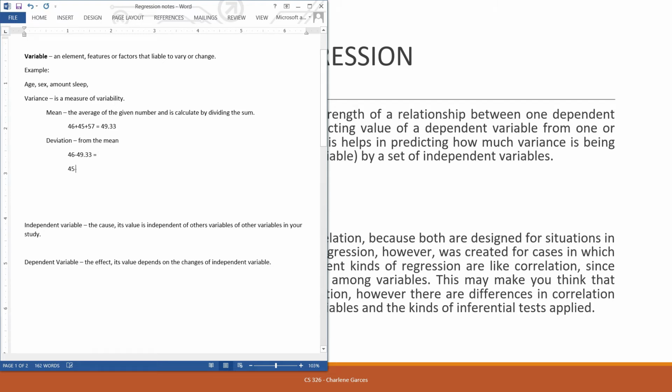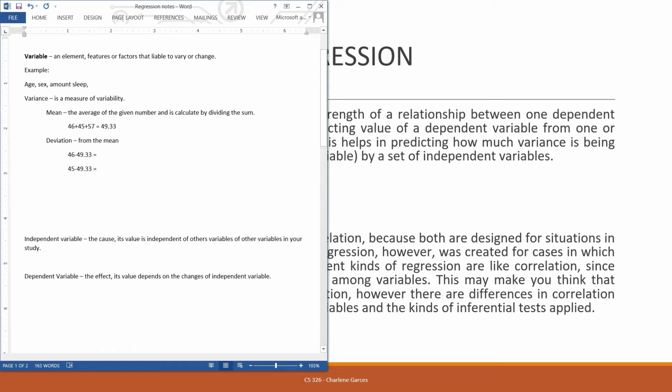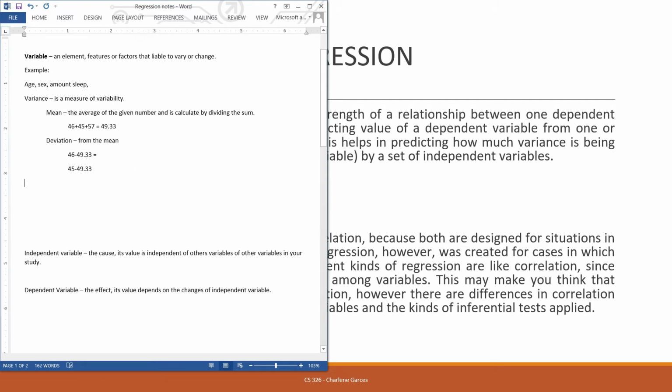45 minus 49.33, and so on and so forth, okay? So that's the deviation from the mean. Now, in order for us to get the variance, we have to solve the mean, we have to solve the deviation, and then we have to solve the square deviation. So what's the purpose of the square deviation, by the way?